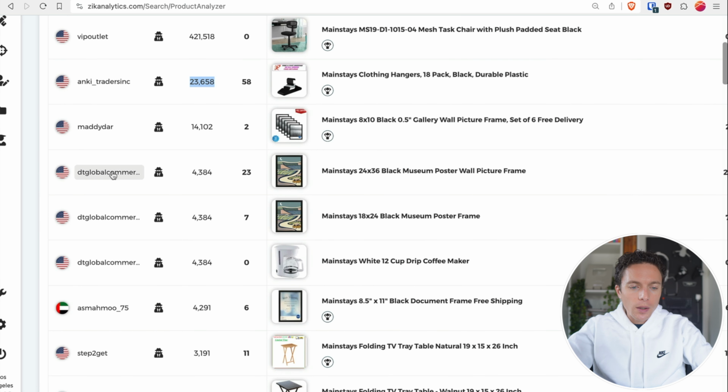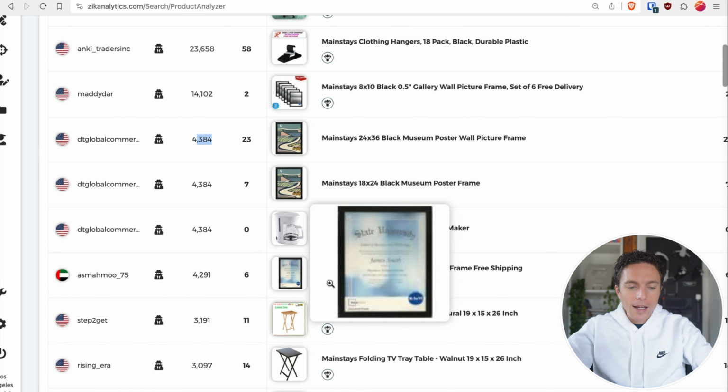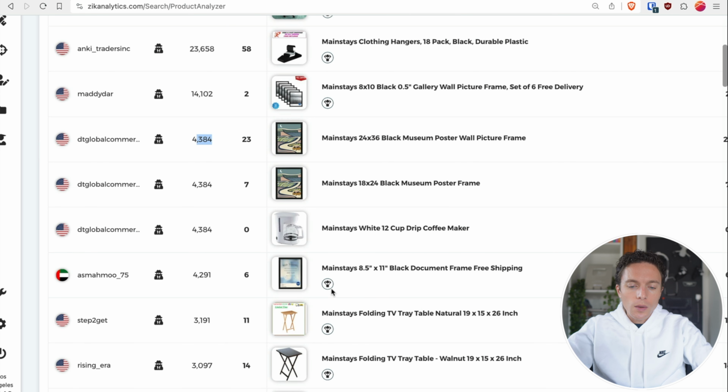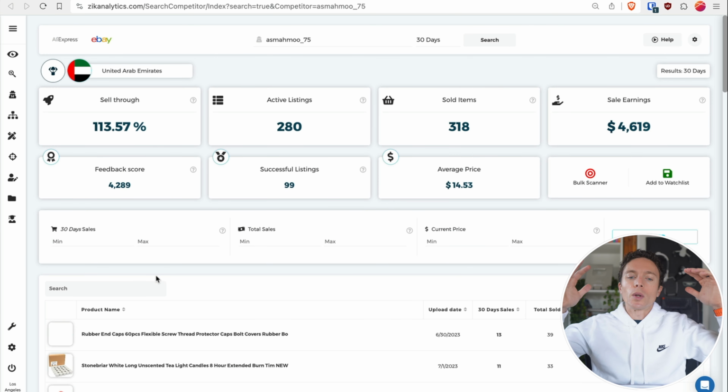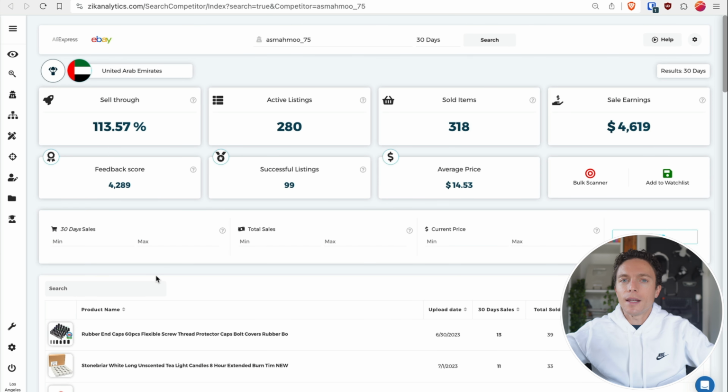Like, here's a seller right here. They have 4,000 feedback. Let's actually do this one right here because it has a drop shipping symbol. So we're really sure this one is a drop shipper. They have 4,000 feedback. And now all I have to do is click on this button here that says Scan Seller. And now what Zeek Analytics is doing is it's looking through all of the products in this seller's store, and it's going to rank them by the most popular product to the least popular product.